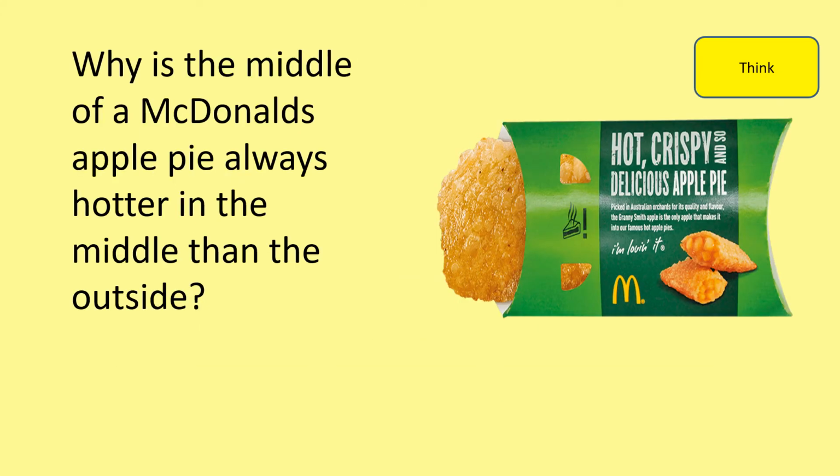We can use the same idea to explain this phenomenon. If you bite into a McDonald's fruit pie, the outside can be relatively cool and the inside can be boiling hot. It's because the inside, which is quite liquid, has a much higher capacity for storing energy than the outside, which is pastry and doesn't contain a lot of water.